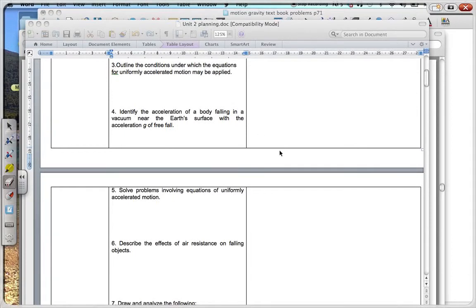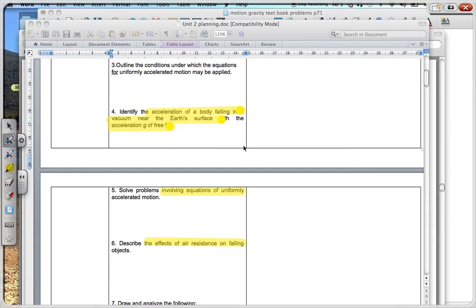Okay, so in this recording I'm going to be talking about the acceleration of a body falling in a vacuum near the Earth's surface, with an acceleration g of free fall, and then talking about the equations that we'll use, and then also looking at the effect of air resistance.